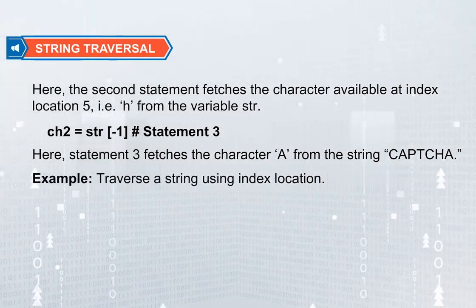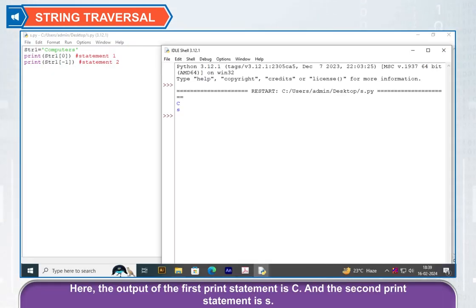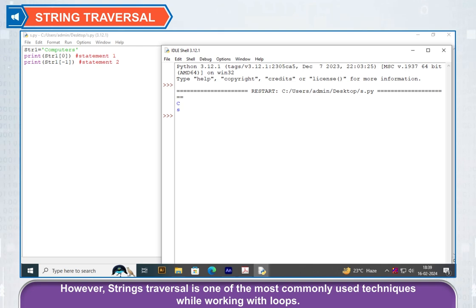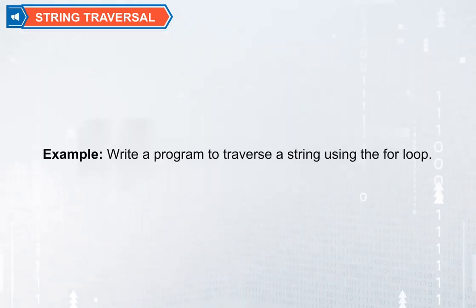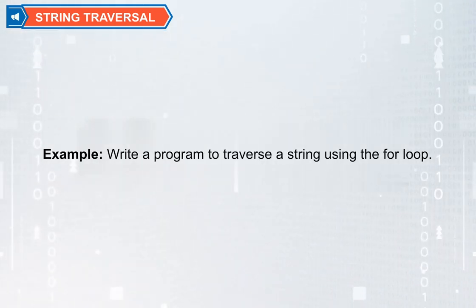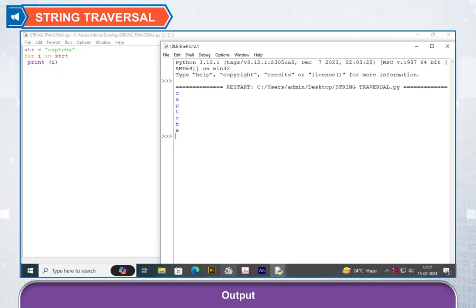Example: traverse a string using index location. Program. Here, the output of the first print statement is C and the second print statement is S. However, string traversal is one of the most commonly used techniques while working with loops. In Python, the for loop is the classical approach for traversing a string. Example: write a program to traverse a string using the for loop. Program. Output.